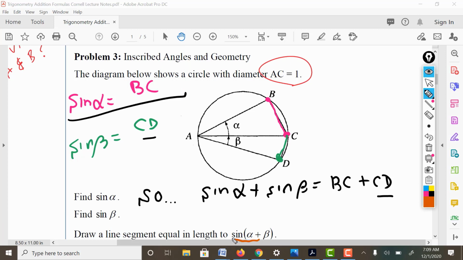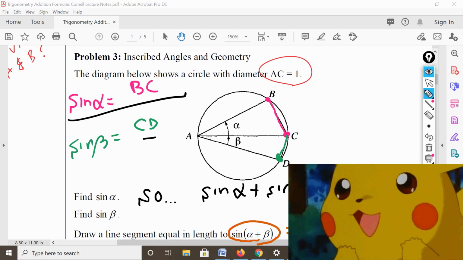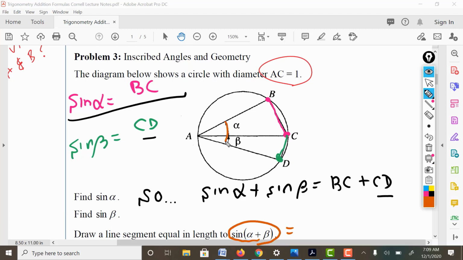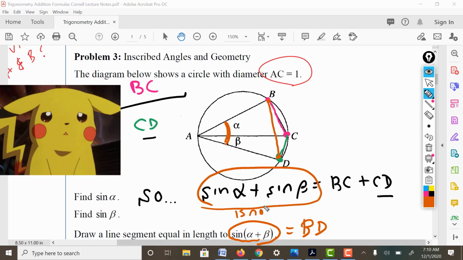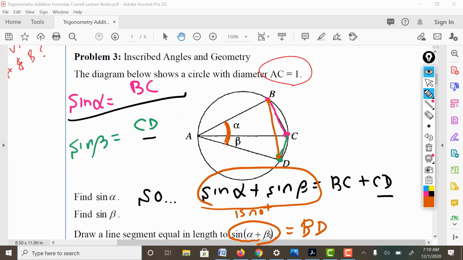However, if we were to do sine of alpha plus beta, that means from here to here, this whole thing, we would just simply go from B to D. Notice that B to D is a shorter distance than going from B to C and then C to D. So once again, the whole purpose so far has only been to show you that sine of alpha plus sine of beta is not the same as sine of alpha plus beta.